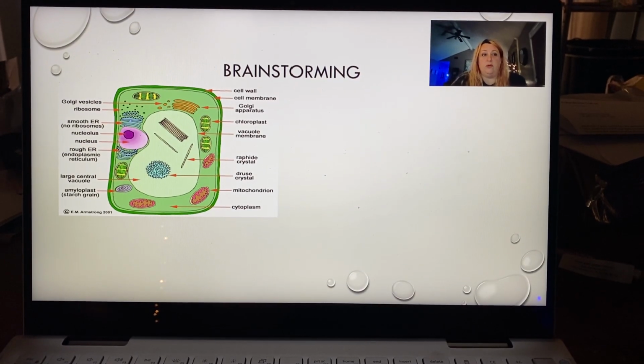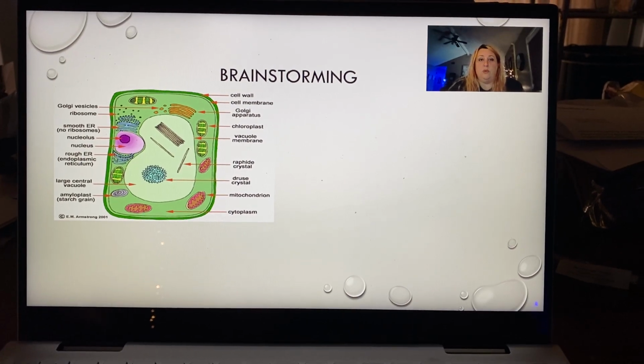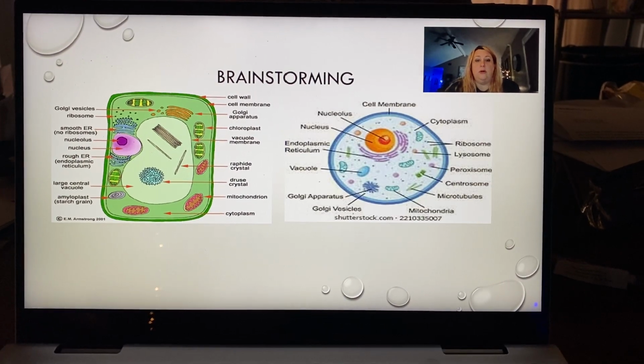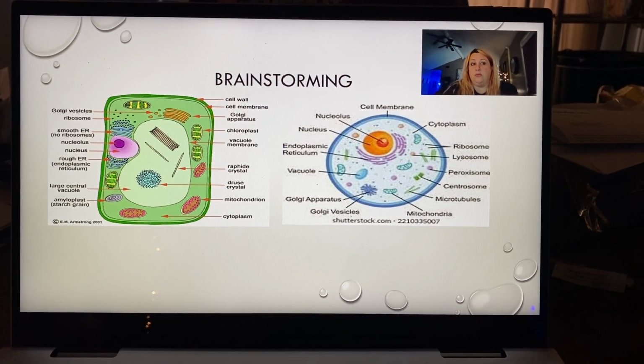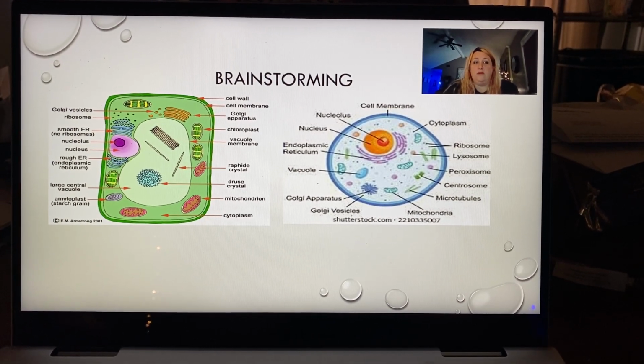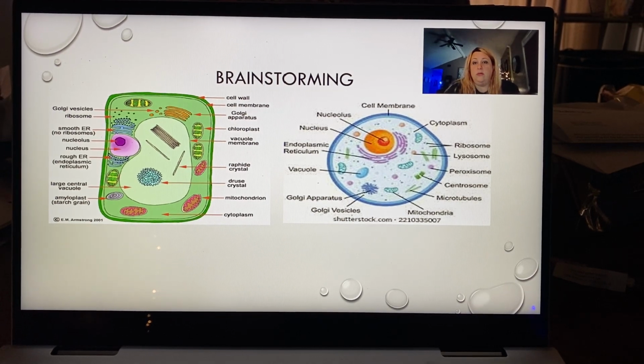So this is actually just a brainstorming slide. At this point, there is no right answer, and you don't have to be correct. Just make an observation on the presentations. Can they identify the plant cell, the animal cell? Why do you think so? Can they state the visible structural difference?